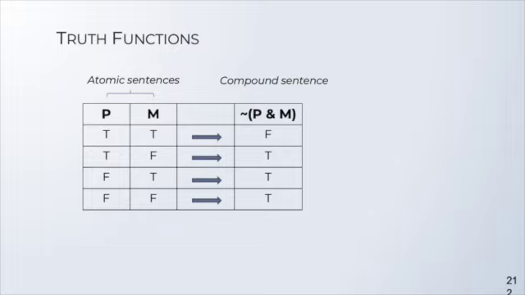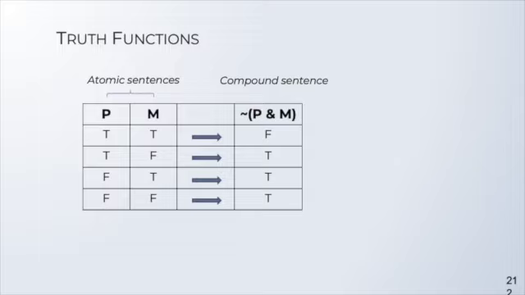So we can see that when both P and M are true, our final sentence, tilde P ampersand M, gets assigned the truth value false. Whereas in all the other cases in which either P or M is false, it comes out as true. And this is what we mean when we say that this sentence is a truth functional compound sentence, because simply by knowing the truth values of the component sentences, we can know the truth value of the whole.